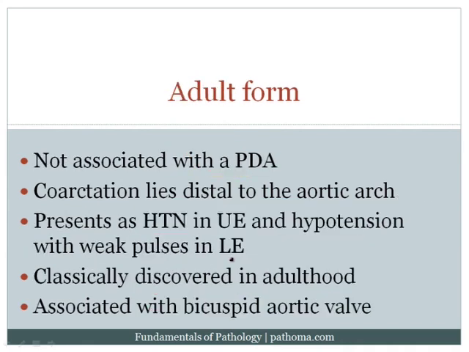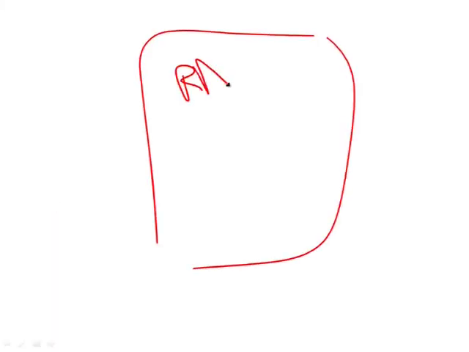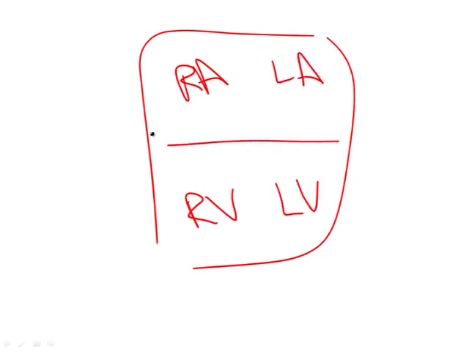Now, there is another form of coarctation called the adult form. This is not associated with the PDA. You simply just get this coarctation that lies distal to the aortic arch. And so let's just quickly illustrate what this would look like. And again, you've got a right atrium and a right ventricle, left atrium and a left ventricle, and here is the aorta coming off. These are the major branches coming off, and then finally you've got the coarctation right here.